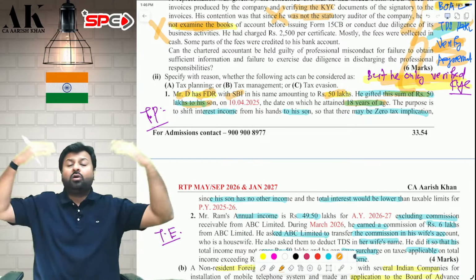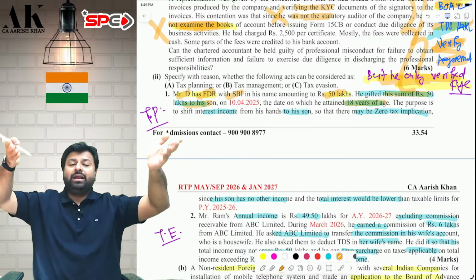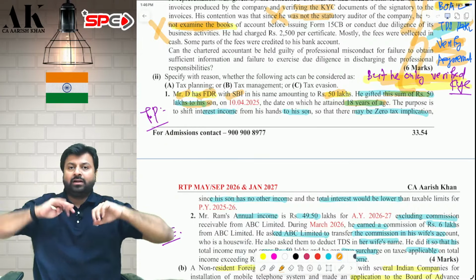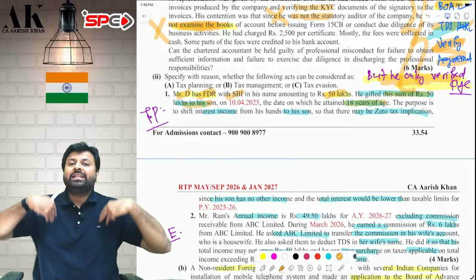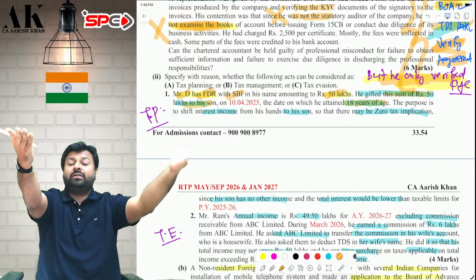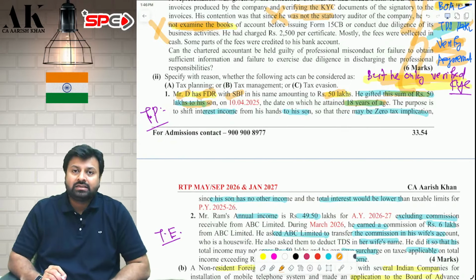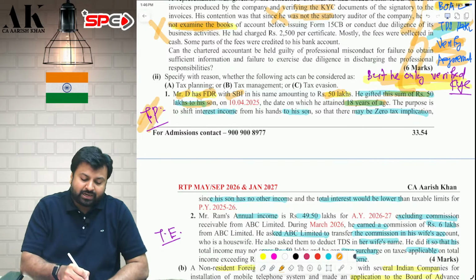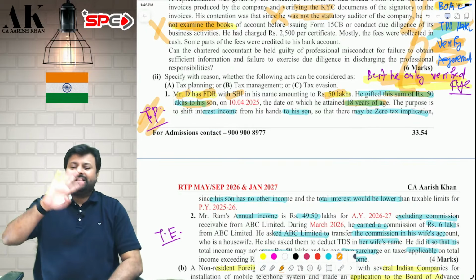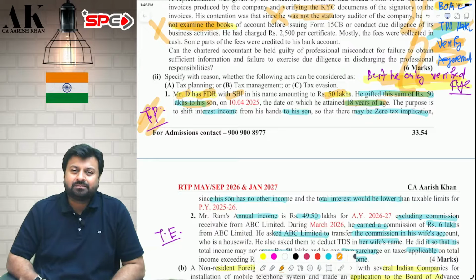So, if I am already earning a lot of income and if I make a fixed deposit in my name, I have to pay 30% tax on that. So, I am shifting that fixed deposit. I am gifting that fixed deposit to my major son. Is it tax planning, tax evasion? It's tax planning. Most of you will say it's tax evasion, sir. There is nothing like tax evasion in this.